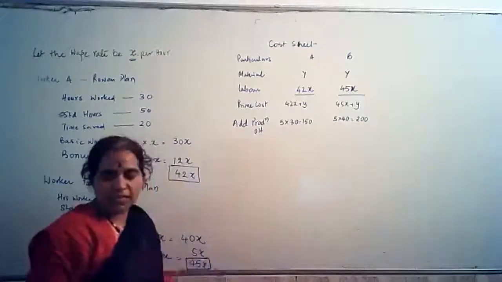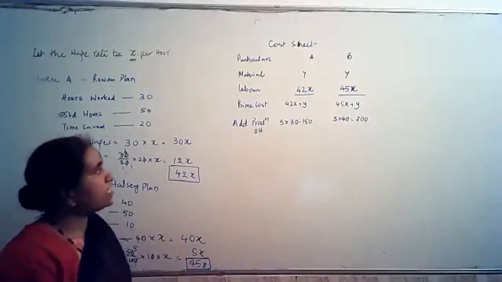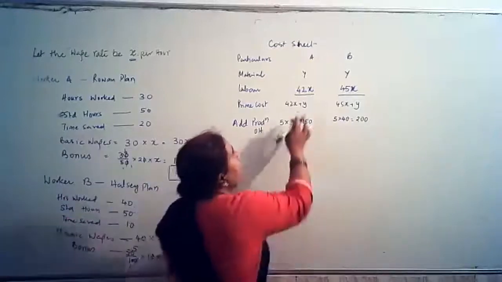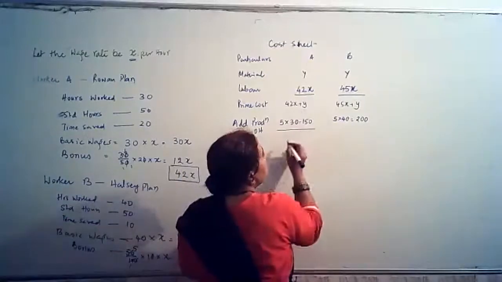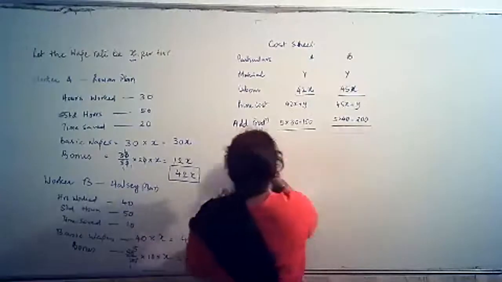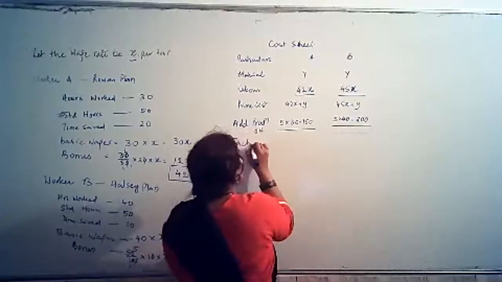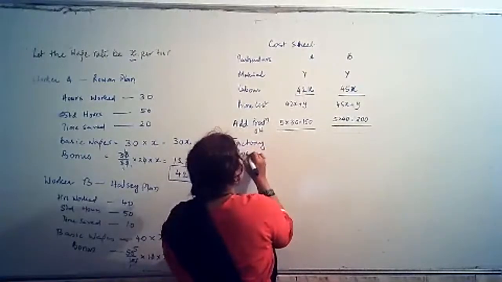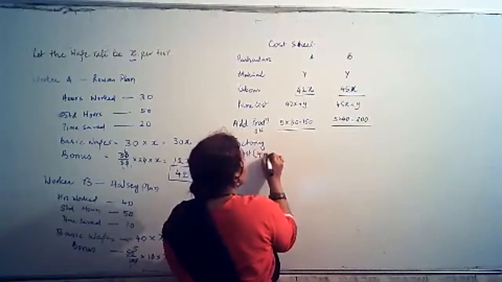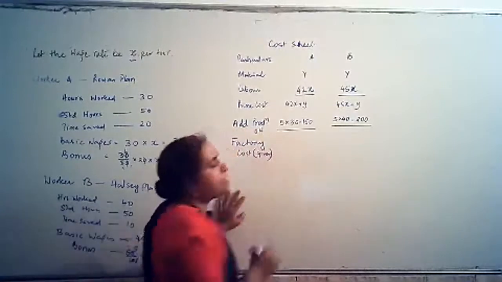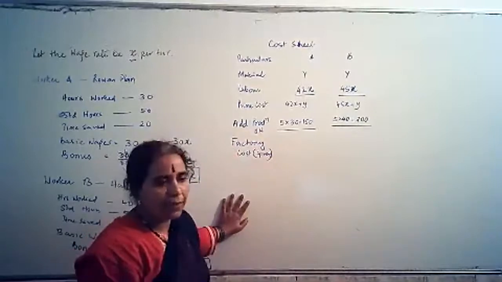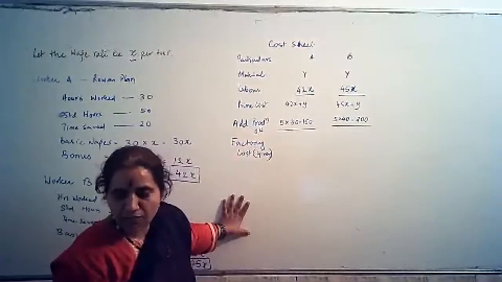5 into 30 is 150. Next is 200. If we add this to this, how much does it come to? They themselves have given it. How much is the factory cost given? Factory cost is given. They themselves have given you the information. How much is the factory cost for A?